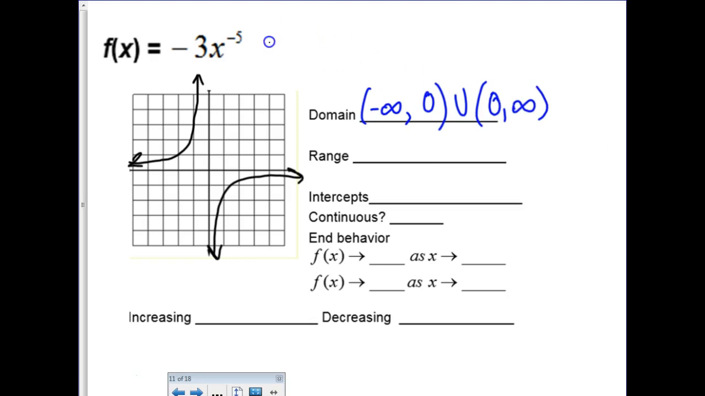If you want to think of why you can't have 0, this is your true function. X to the negative 5, you could throw to the denominator. Can you have 0 in your denominator? No, we can't. That's why the domain has an interruption at 0.